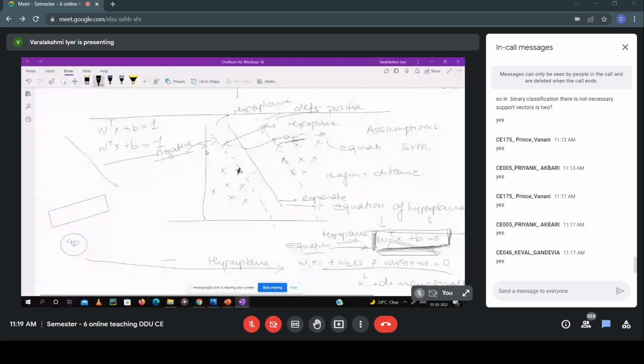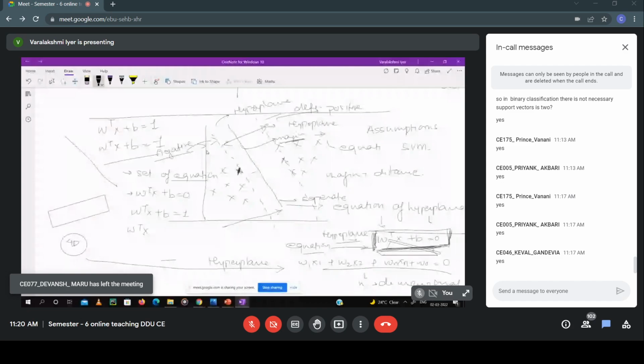These are the set of equations of hyperplanes that we have created, this family of hyperplane equations, where the hyperplane equation is W transpose X plus B equals 0. This is the hyperplane equation, and the hyperplane equation on the positive side is W transpose X plus B equals 1, and W transpose X plus B equals -1 on the negative side.